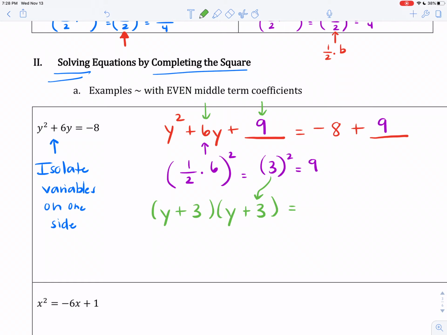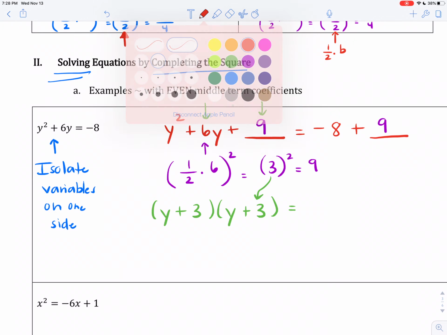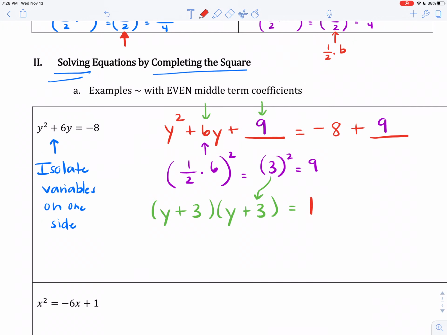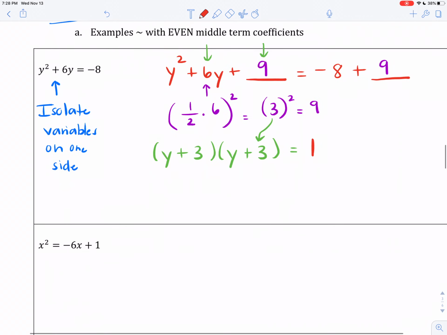And then on the other side, I have negative 8 plus 9, so I'm going to be left with a positive 1 over here. So because I've created a perfect square now, I can write the left-hand side as y plus 3 squared is equal to 1. Now notice, this looks like the equations that we solved in 10.1a.